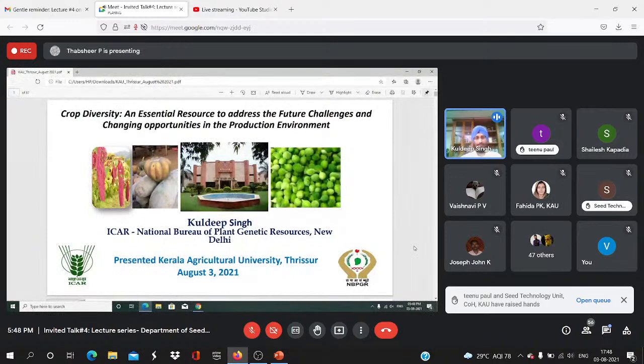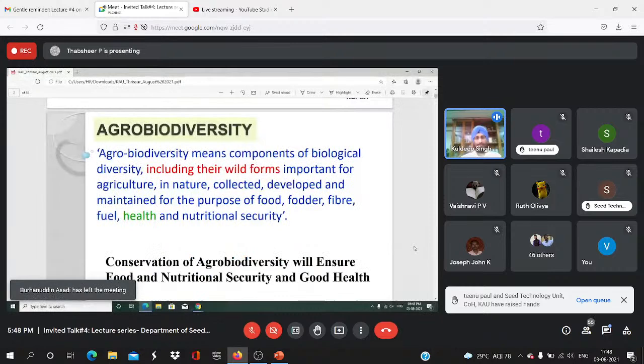May I have the next slide, please? Good. And in fact, though we are working with plant biodiversity, plant diversity alone is not sufficient. It's the agrobiodiversity which is more important for us. And here is a small definition of agrobiodiversity. It includes all forms of life, be it animals, plants, anything that's used as food, feed, fodder, fiber. We should not have any doubt now to say that conservation of agrobiodiversity will ensure food and nutritional security and good health. In fact, we have never been talking of the word good health. And you will see in my presentation, the word health is going along with nutrition and food.